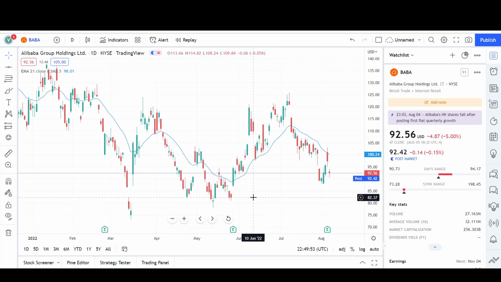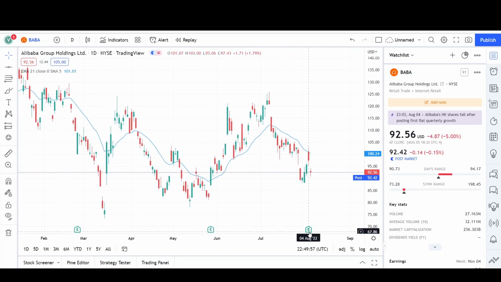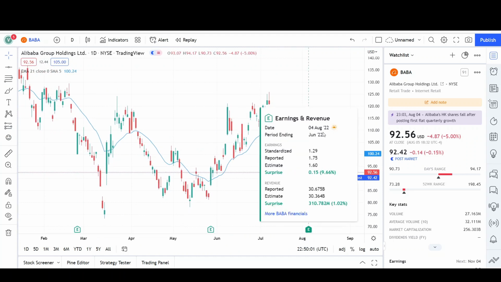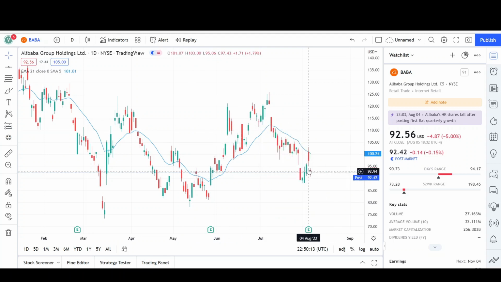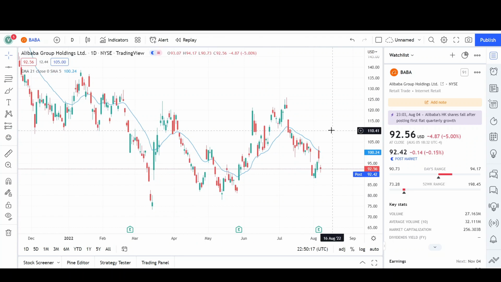So let's take a look at the daily chart for BABA, and you can see that earnings were released just yesterday, and BABA did pretty good, which is not surprising. You can see that they did better on the earnings than the revenue, but both of them were a surprise from the estimated, so that's pretty good. BABA's still fundamentally sound in my eyes. It looks pretty good on the fundamental side. So let's take a look at the technical side.